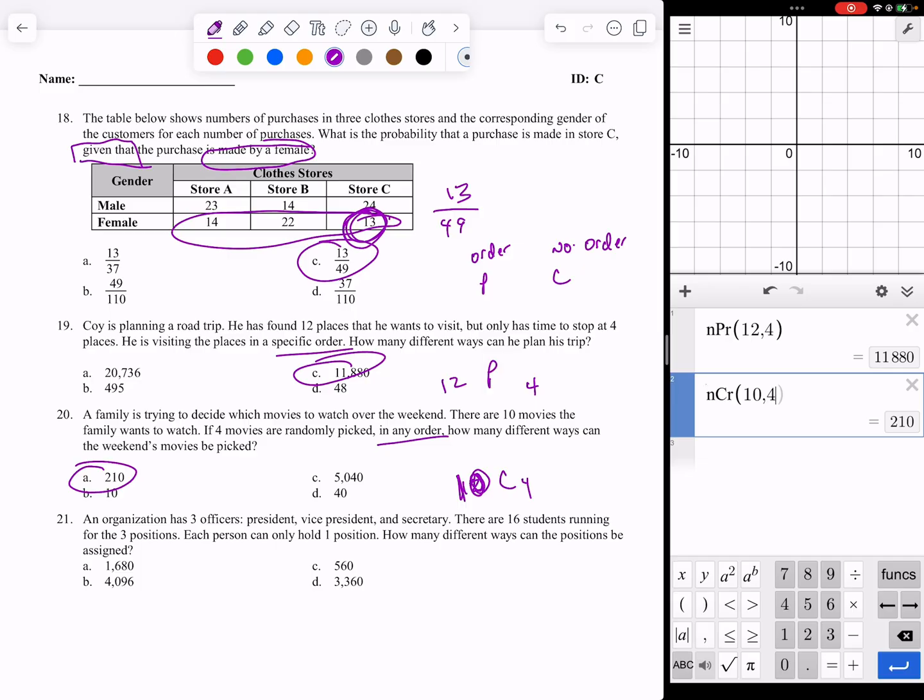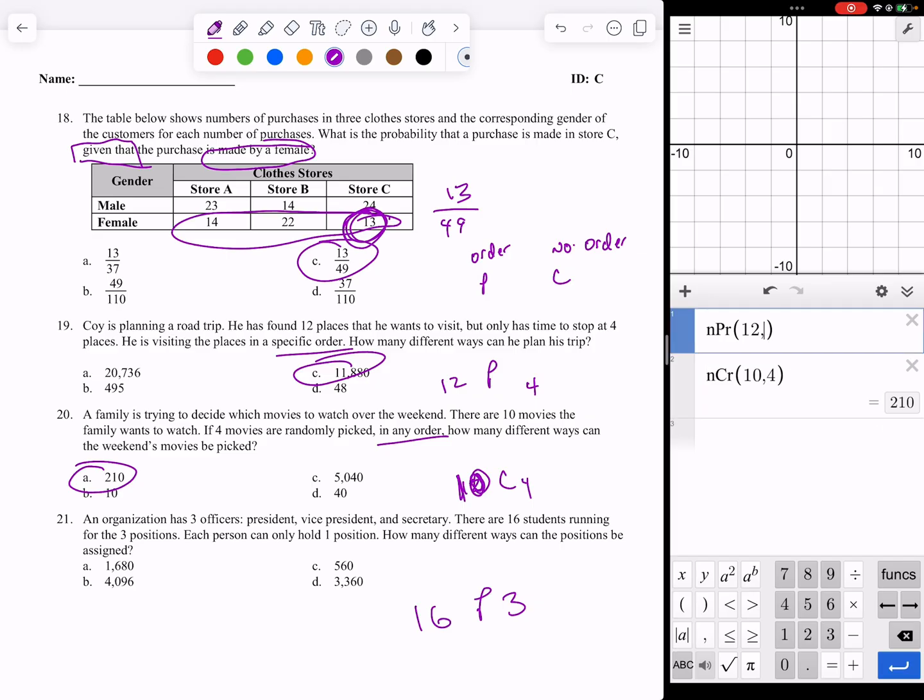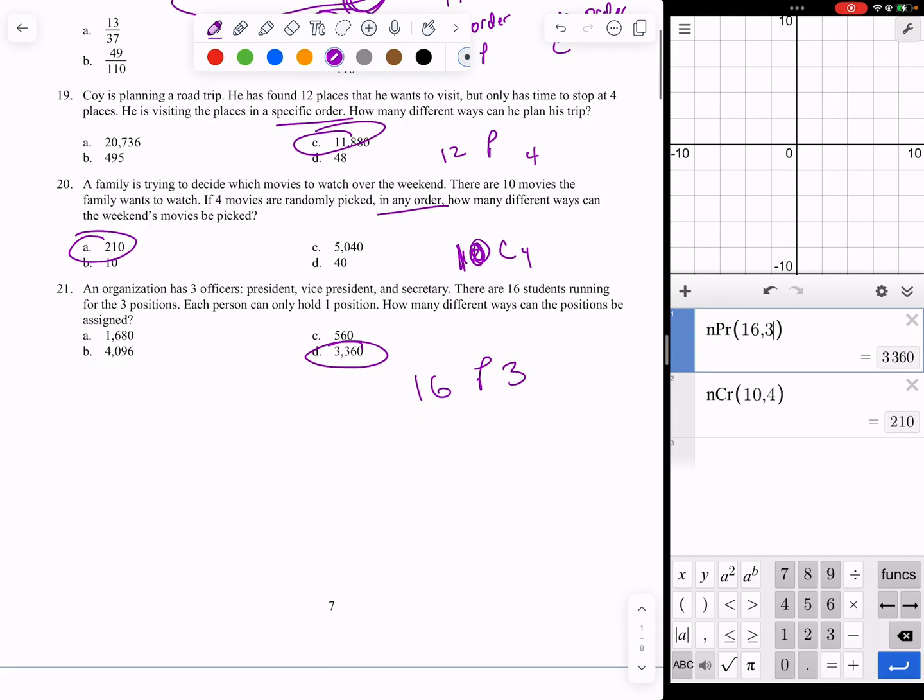All right, because there's 3 officers, that means the order matters. So 16 students, 3 positions. P(16, 3). 3,360.